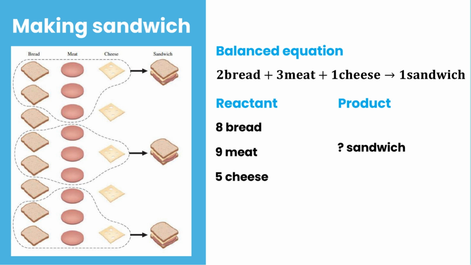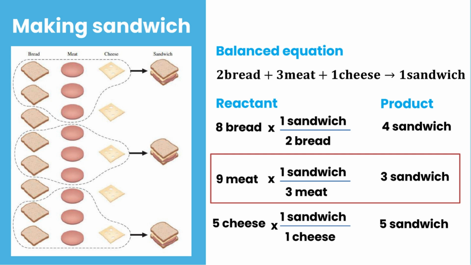Okay. The source had that sandwich analogy, which was pretty helpful. Recipe: 2 bread plus 3 meat plus 1 cheese makes 1 sandwich. Right. And you have 8 bread, 9 meat, 5 cheese. How many sandwiches can you make? You figure out how many sandwiches each ingredient could make if the others were unlimited. Go ahead. Okay. Bread: 8 bread, 2 bread per sandwich, 4 sandwiches. Meat: 9 meat, 3 meat per sandwich, 3 sandwiches. Cheese: 5 cheese, 1 cheese per sandwich, 5 sandwiches.